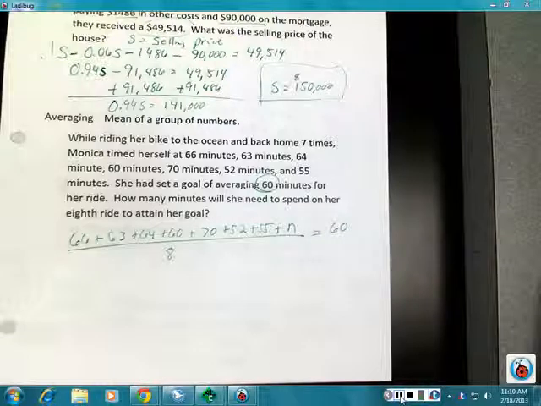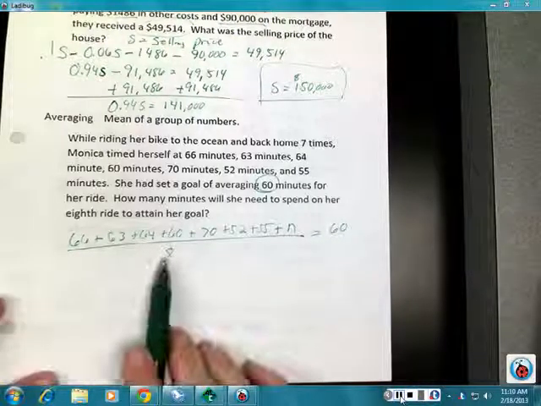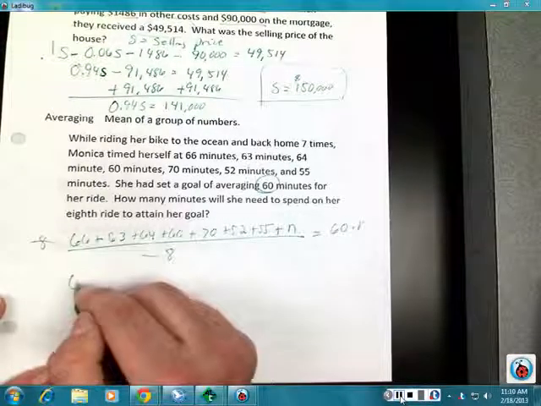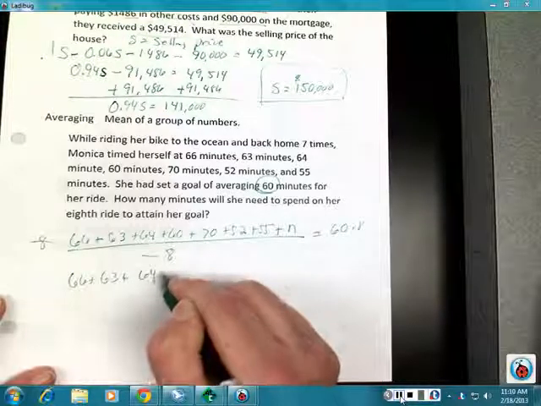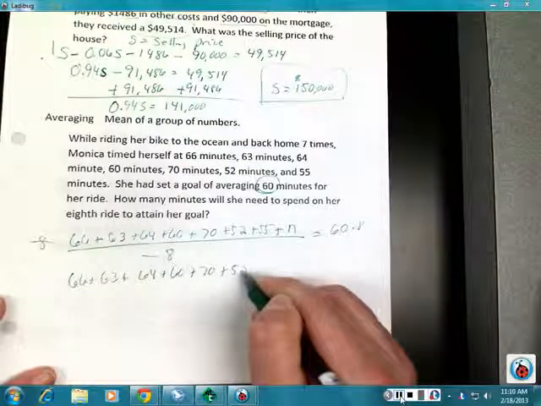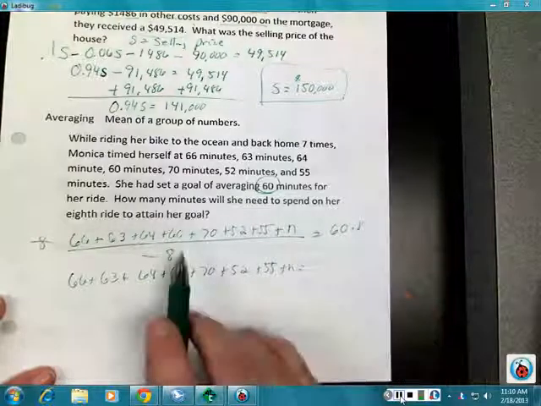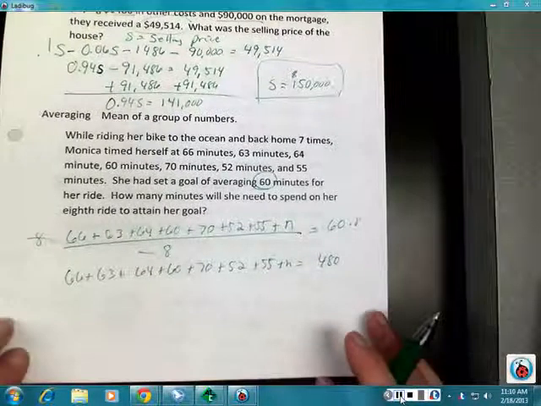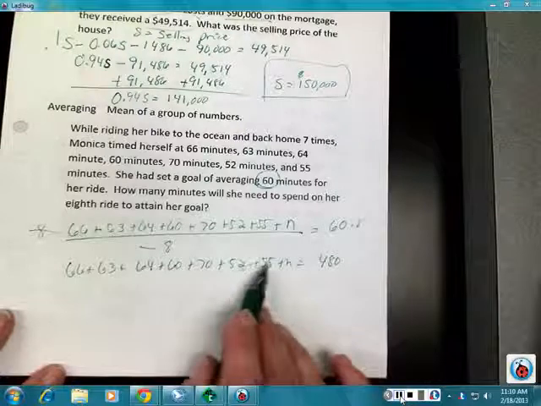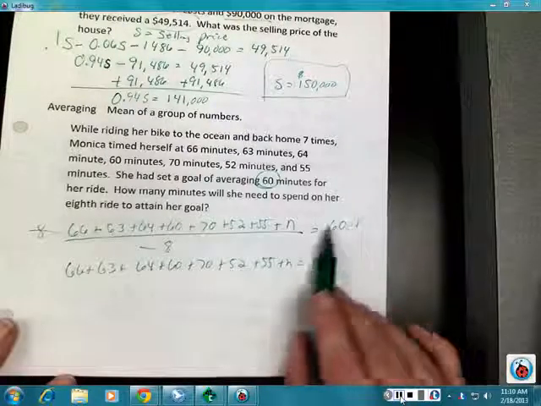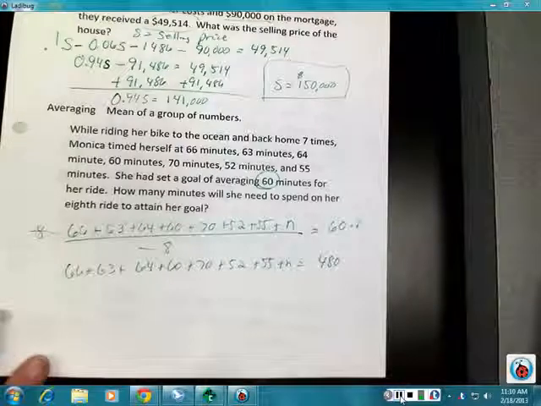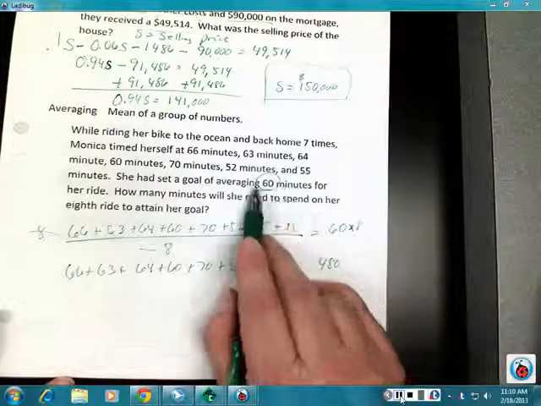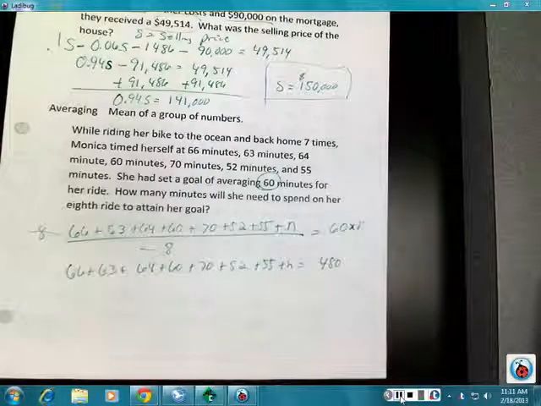What will she have to have? So if I solve it, I'm going to multiply everybody by 8, because that'll get rid of my denominator. So 66 plus 63 plus 64 plus 60 plus 70 plus 52 plus 55 plus n is going to equal 480. Add all them together. Wait, how did you get 480? 8 times 60. Because 60 is what she wants. 60 is the value that she wants to get for this. And so 60 becomes your answer.